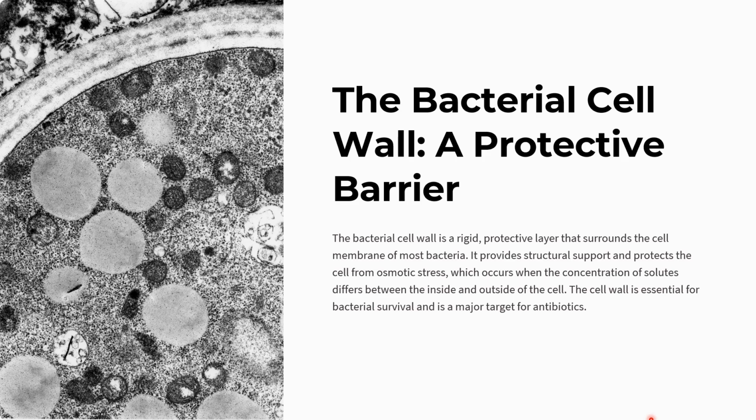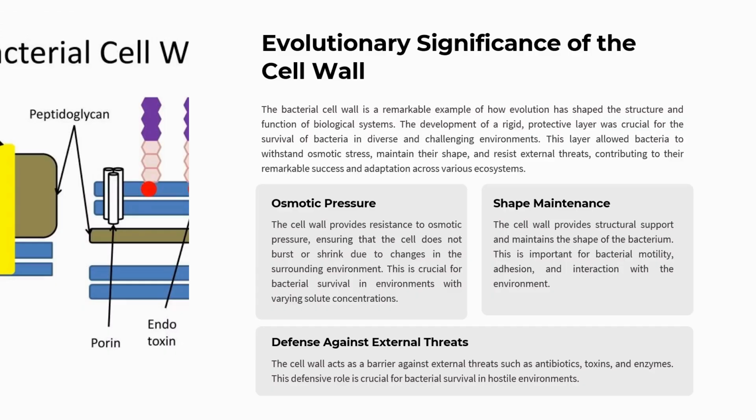Due to its essential function, the cell wall is a primary target for many antibiotics. A large number of antibiotics like beta-lactams, cephalosporins, and carbapenems work by inhibiting cell wall synthesis, thereby weakening the cell wall and leading to bacterial cell death. Consequently, understanding the bacterial cell wall is a significant focus of extensive research in microbiology and pharmacology.